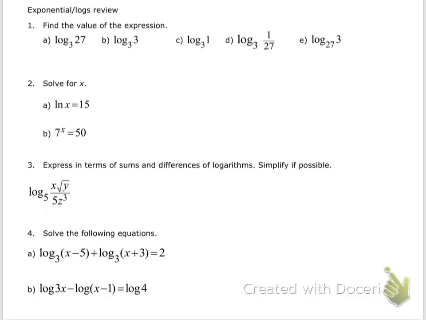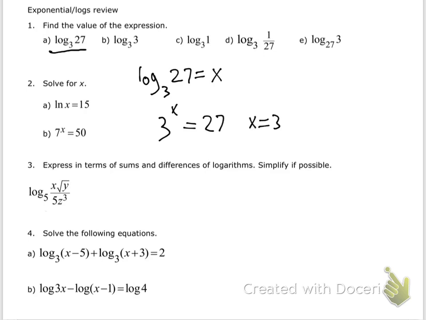Okay, find the value of the expression. Let's take a look at this one first. You can write it like this: log base 3 of 27 equals what? We don't know. If we change this to its exponential form, remember, the base is still 3. Here's the exponent, here's the 27. So can you see x must be 3, because 3 cubed, 3 to the power 3, is 27.